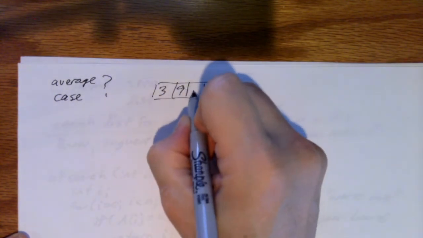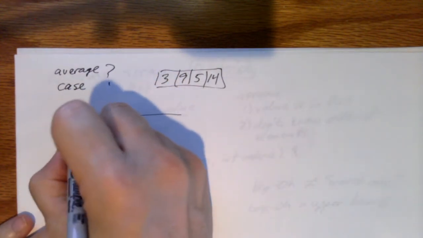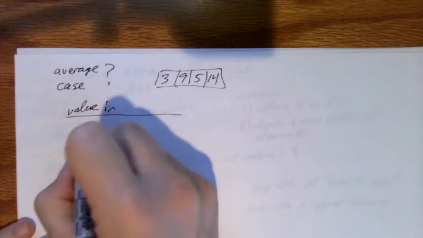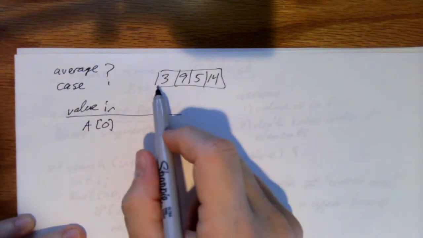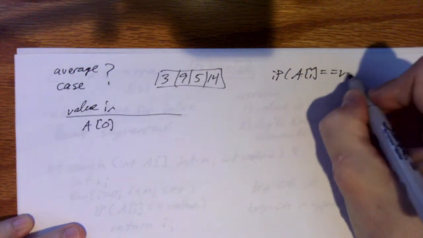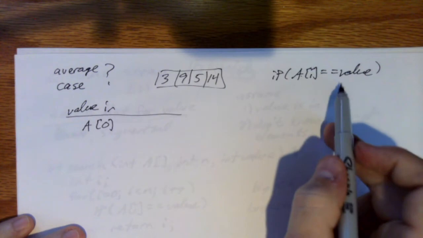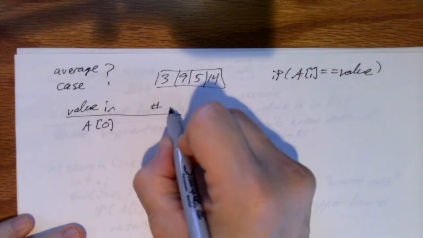Let's use this sample where we have 4 positions again. And I don't remember the numbers. We'll say it's 3, 9, 5, 14. So what are our possibilities here? So let's say the value in the first place we look, A sub 0, how many comparisons did we have to perform? That is, how many times did we say if A sub i equal value, that's our comparison. How many times did we say that if the value we're looking for is 3? Well, just 1. So number of comparisons.